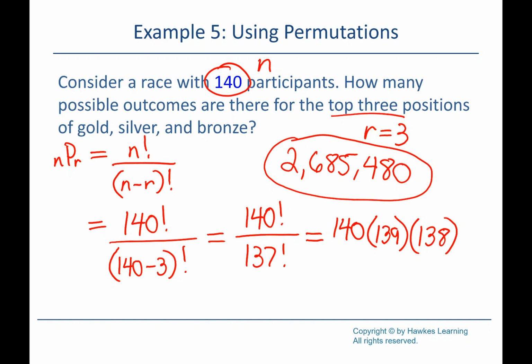Questions on that one? You okay with how we do the cancellation? Because the 137 cancels out with the 137, 136, and so on. So we just have 1 on the bottom. We're done on that one. Other thoughts or questions?